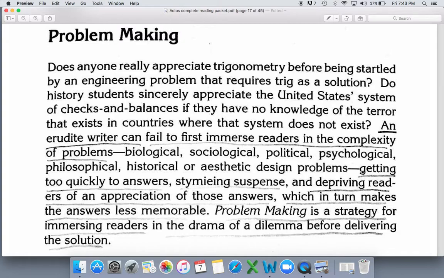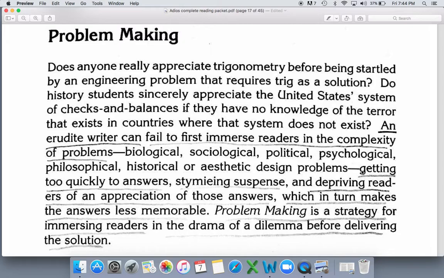And we're going to practice from the very beginning what it means to develop a fully fleshed out problem-making section of an essay, so you can immerse your reader in the drama of a dilemma before you give them a solution. So this is a language we're going to come back to again and again. And let's just look at how Barbara Holland does this. So problem making is going to be what we focus on first.